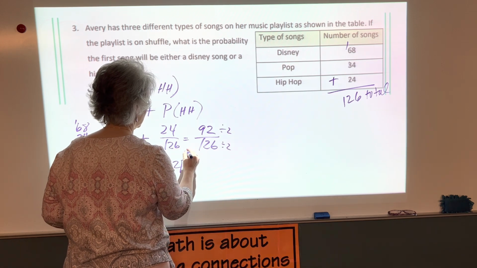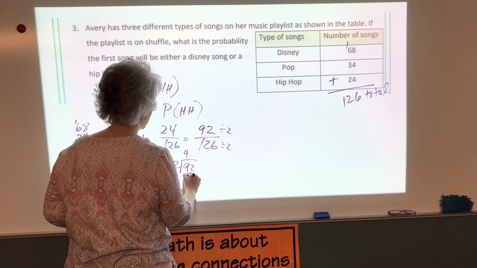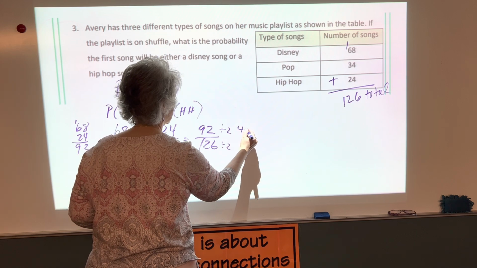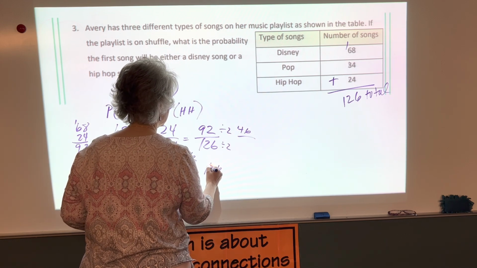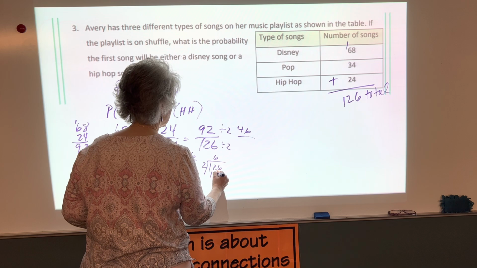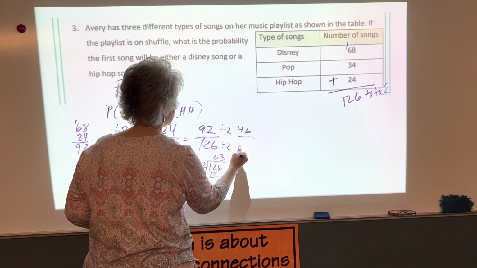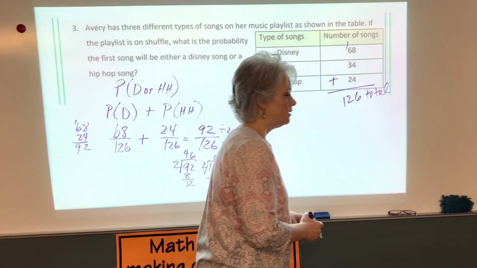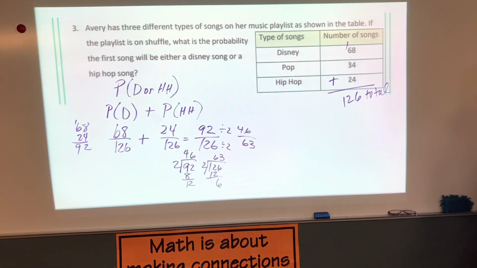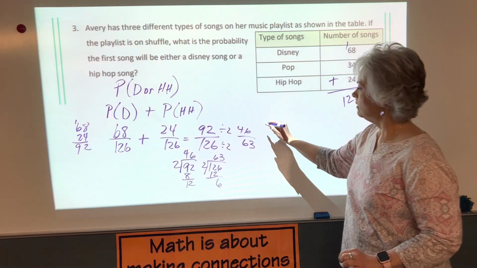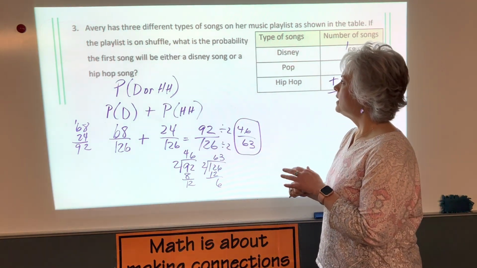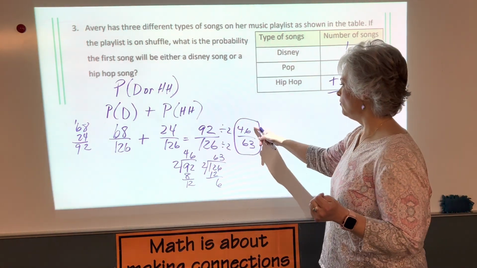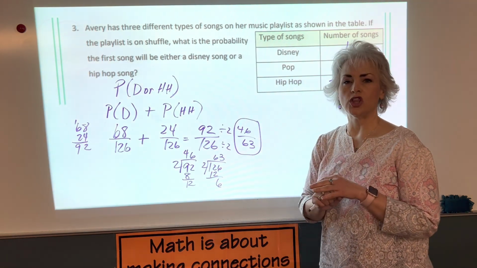92 over 126, divided by 2, is 46 over 63. Can that reduce again? Let me check. Nope, this is where we are. So the probability that it's a Disney or a hip hop song is 46 out of 63.